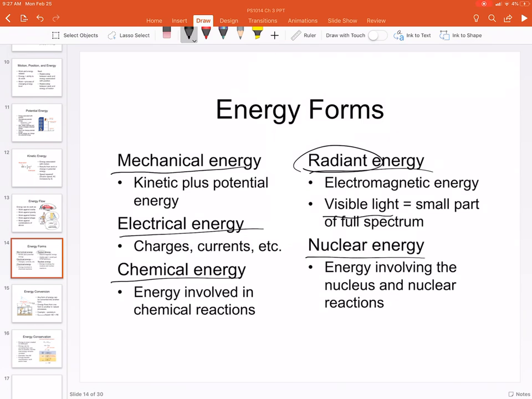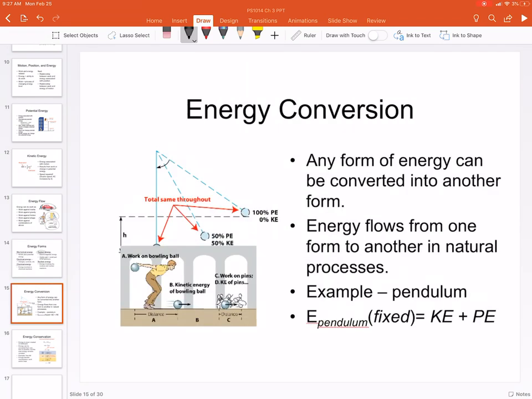And then nuclear energy. So that's energy that's involving atoms and their nucleus and nuclear reactions that are happening inside that nucleus. All right, so this is kind of what I want to get to in this video. Energy conversion, this is one more sort of math thing that we need to talk about. So energy conversion, this is where we're going from kinetic to potential, or from potential to kinetic.